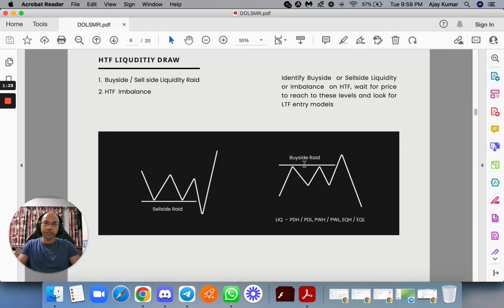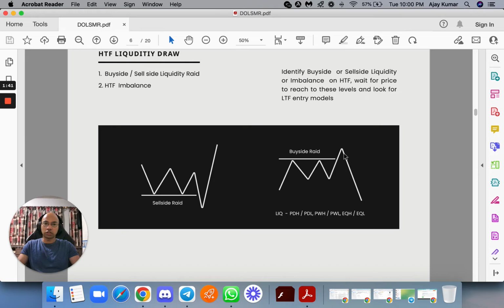Similarly, on the buy side, there are a lot of stop losses here. These are equal highs. A lot of retail traders will think that this is a resistance, and they are going to keep their stop losses here. So that's why this is a draw. When price does this, it is called drawn liquidity.